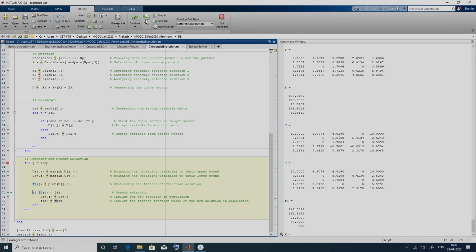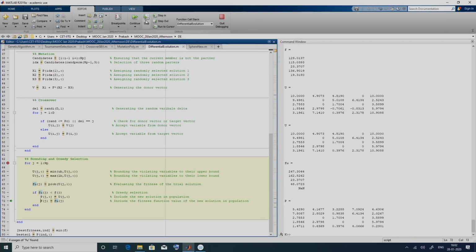Again we evaluate the fitness function. Even in this case the newly generated solution, the fourth solution, has a fitness function of 48, whereas the original one has 136. So, that is why we override this.